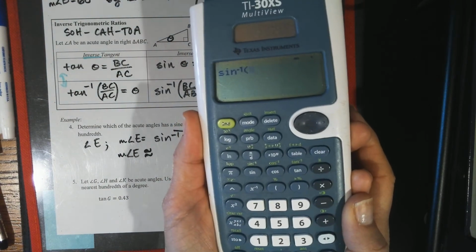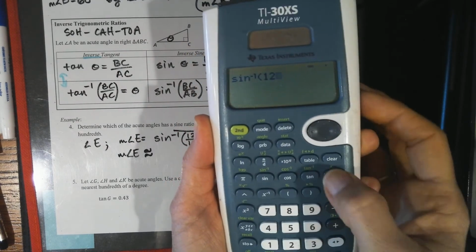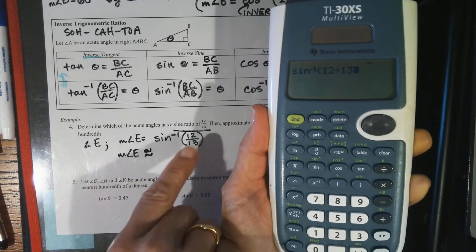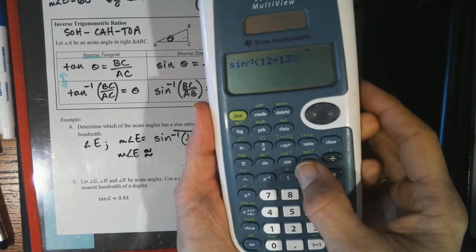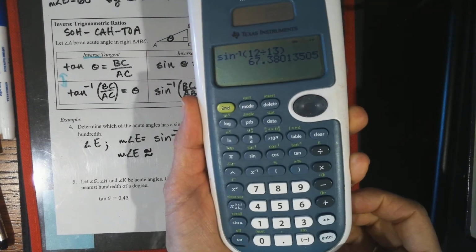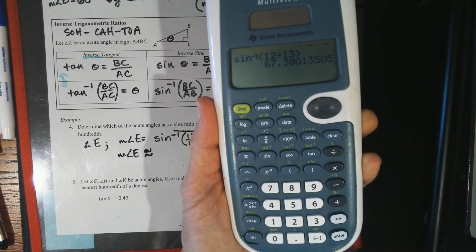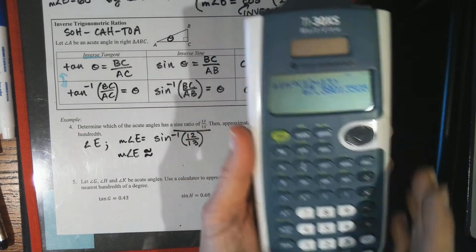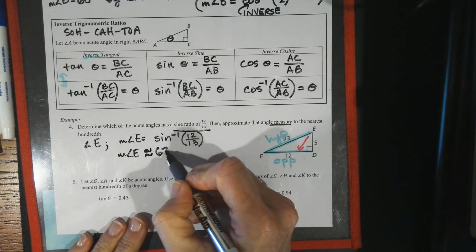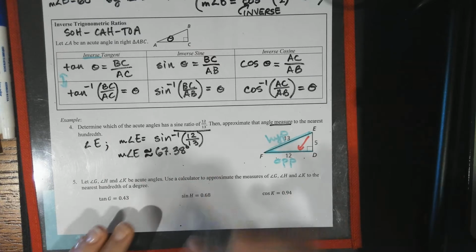And I just put in 12 divided by 13. That's called my argument. Because that's what that says. I end my parentheses, and I just press equal or enter. And it gives me 67.38. That's my angle. So that's 67.38 degrees.